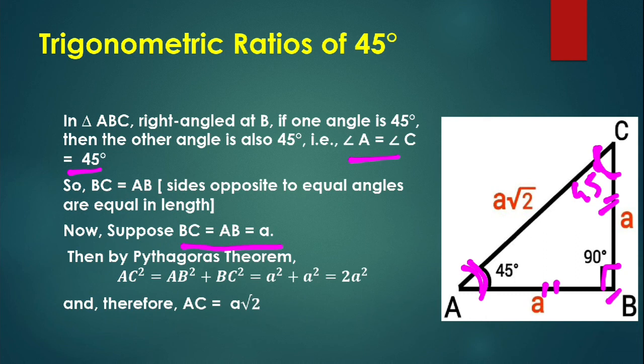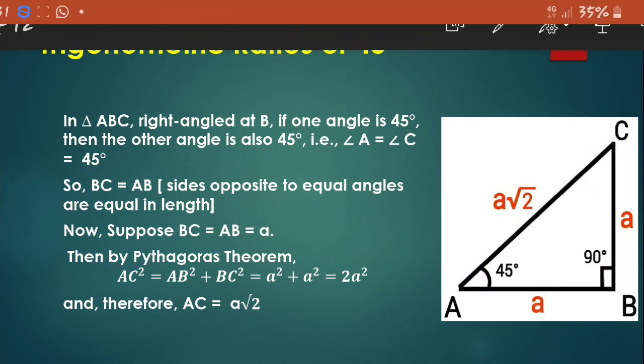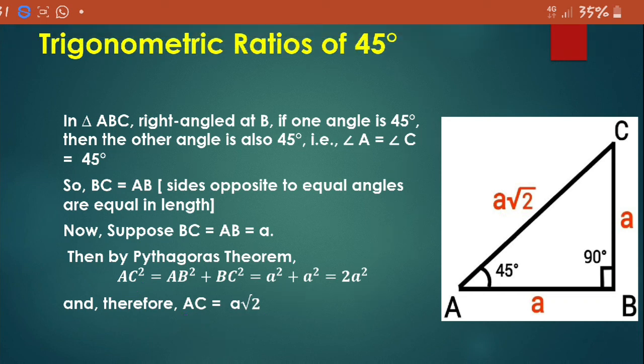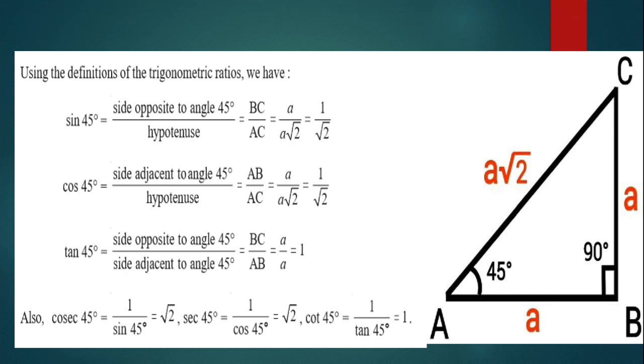Now since it is a right angle triangle, by using the Pythagoras theorem I can find the length of the hypotenuse AC. As you can see, AC square will become a square plus a square, that is equal to 2a square. That means the length of AC will be a root 2. In this way I can find the length of AC, which is a root 2. Now the next slide. Here you have the lengths of the three sides: a, a and a root 2.